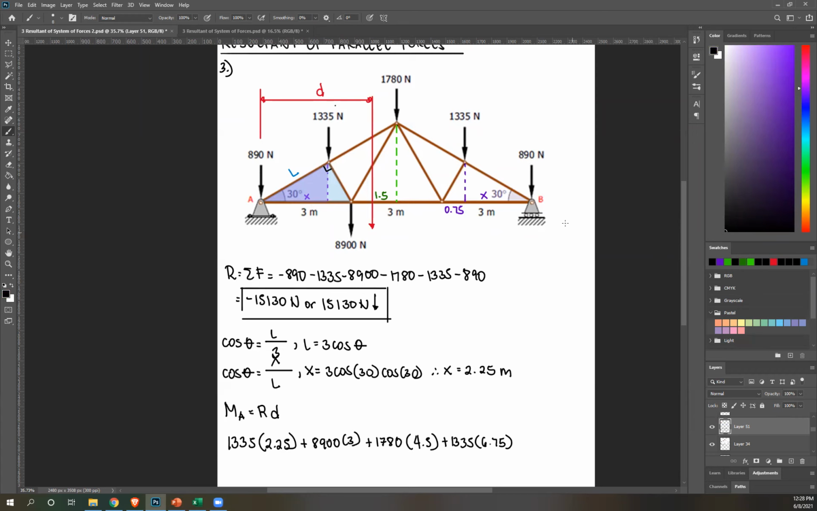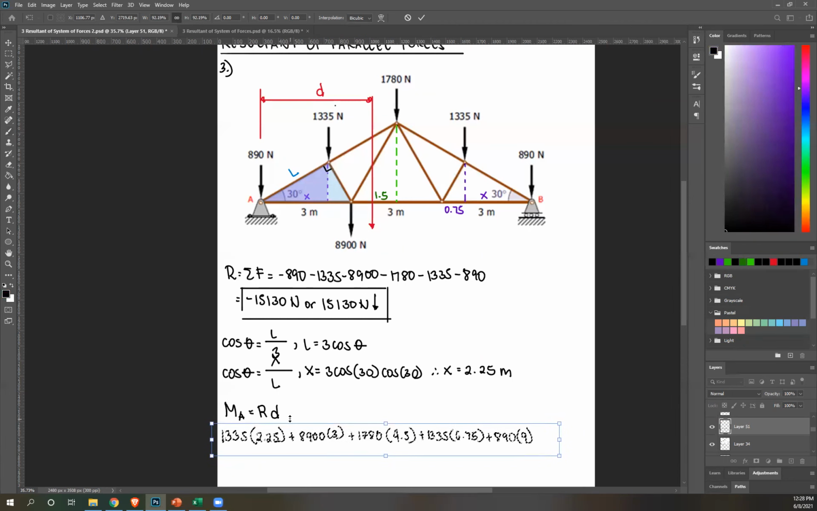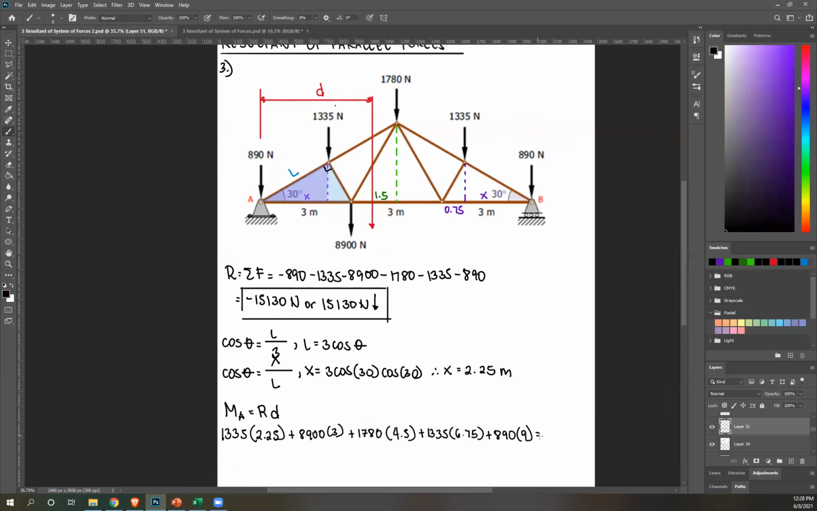And lastly, we have this 890, which rotates about A, once again clockwise, so positive. For 890, the distance is 3 plus 3 plus 3, so that's just 9. Then equate that to our R times D. Solving for that, we get 15130. My guess is this position rotates about A, once again clockwise. 15130. Please solve, what's D?